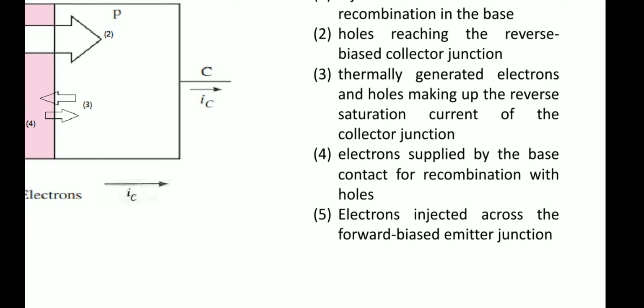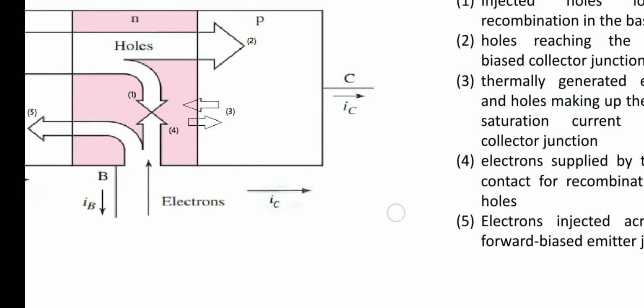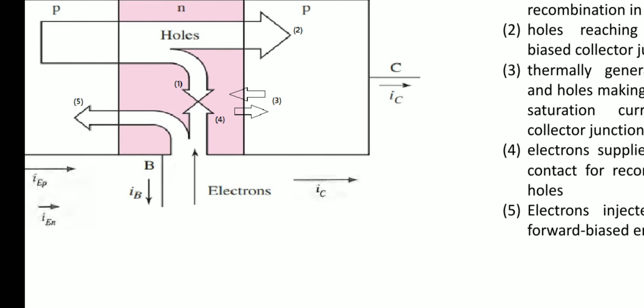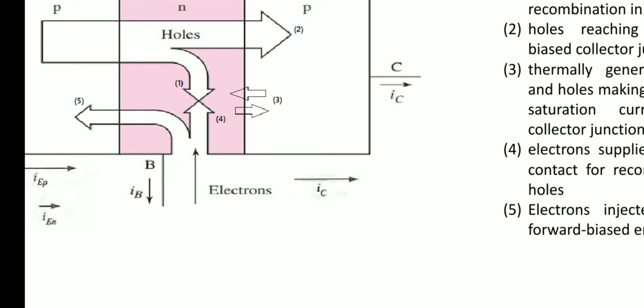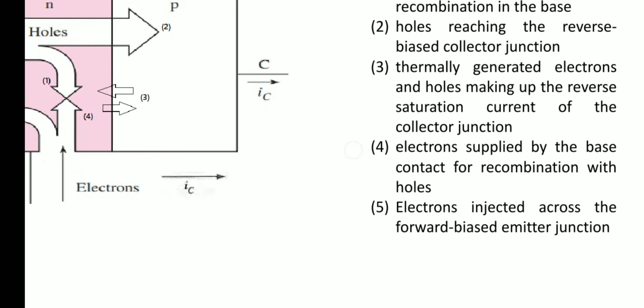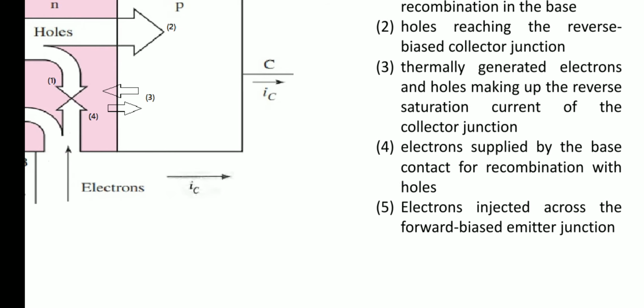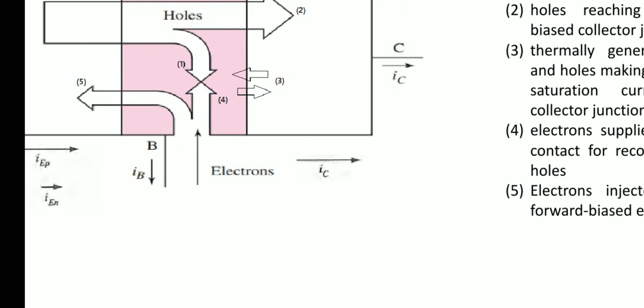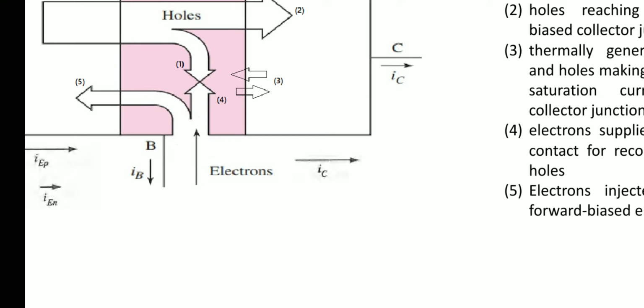Next we can see what 3 is. 3 is thermally generated electrons and holes making up the reverse saturation current of the collector junction. We already said that this collector base junction is reverse biased, so there will be a reverse saturation current. That is due to thermally generated electron hole pairs, and it is represented by 3.